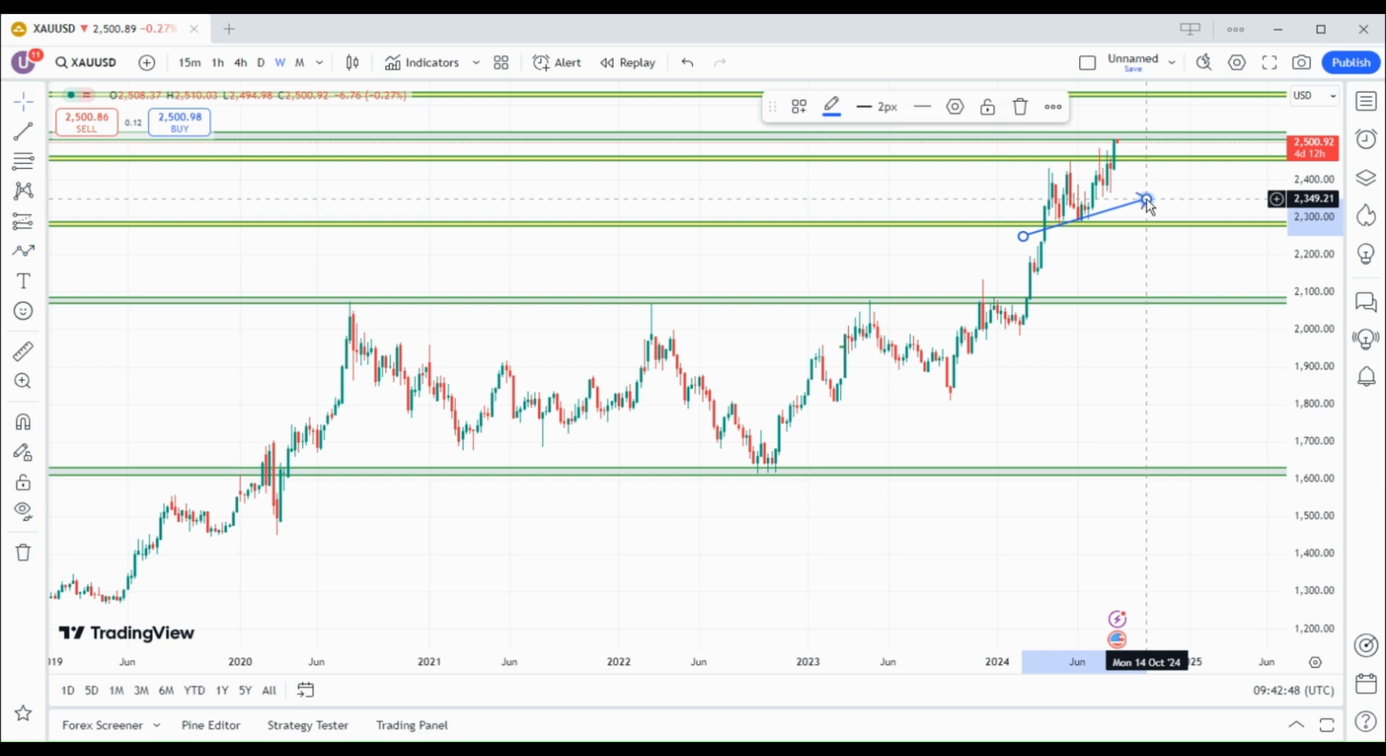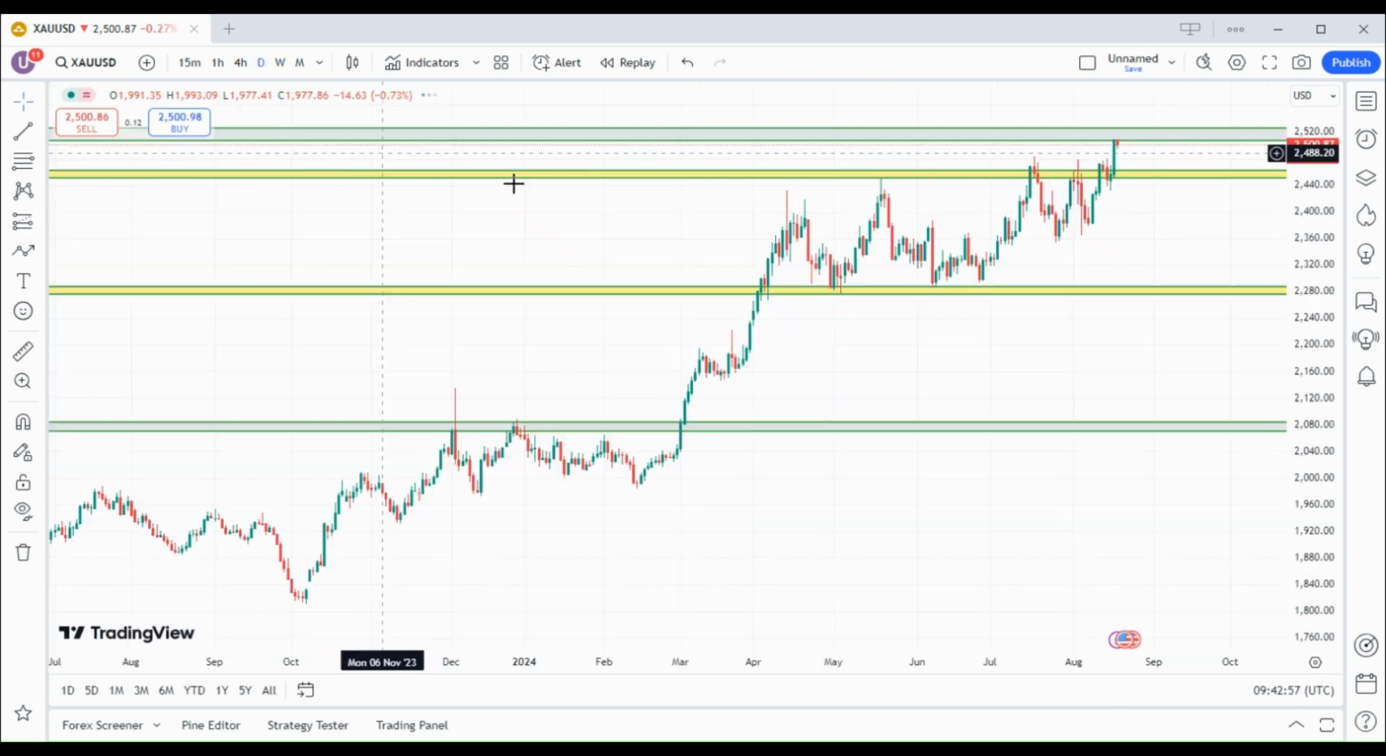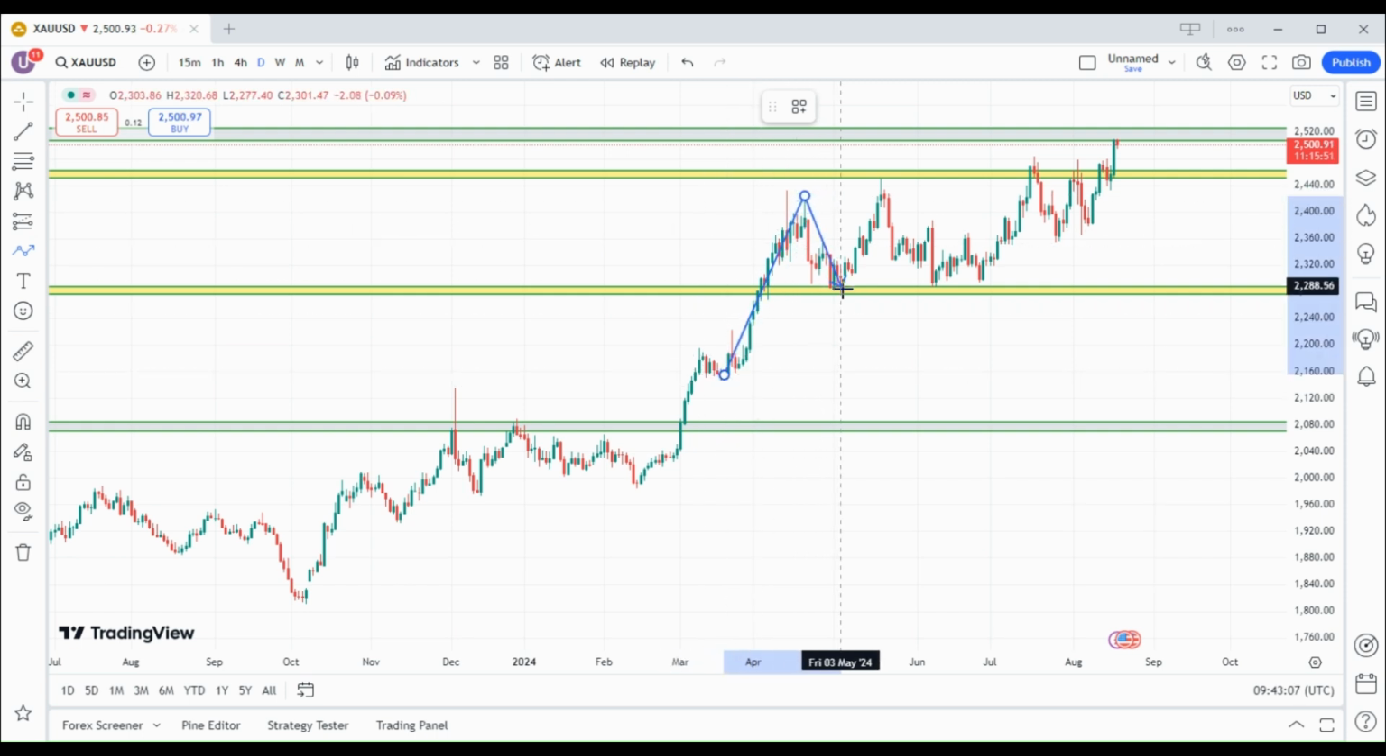So let's go down to daily for a further analysis. On a daily time frame, you can notice the same thing, that market is moving in upper direction. How do I mean? You can see higher high, higher low, another higher high, another higher low, another higher high, and another higher low. Currently, the market has made another higher high.